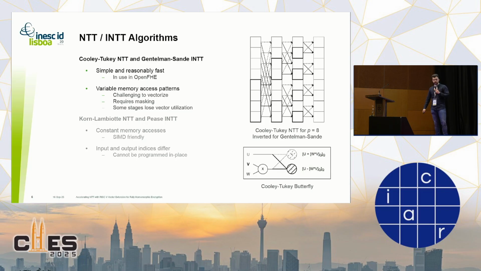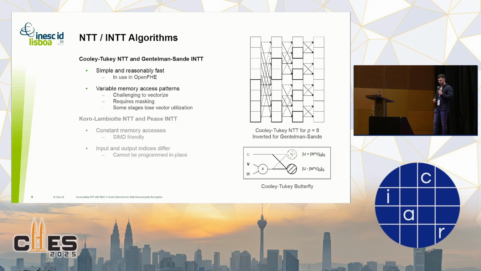Now, regarding NTT and INTT algorithms, there are plenty to choose from. The most common ones we see are Cooley-Tukey and Gentleman-Sande. They're pretty simple, they're pretty fast, and for that reason they're used in libraries like OpenFHE. However, as we can see here, each stage has a different memory access pattern, and so this is quite challenging to vectorize, pretty difficult for a compiler to reason about.